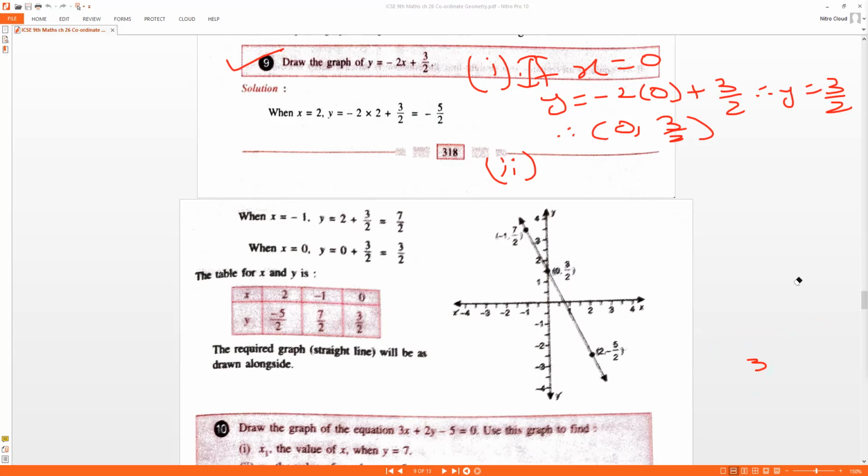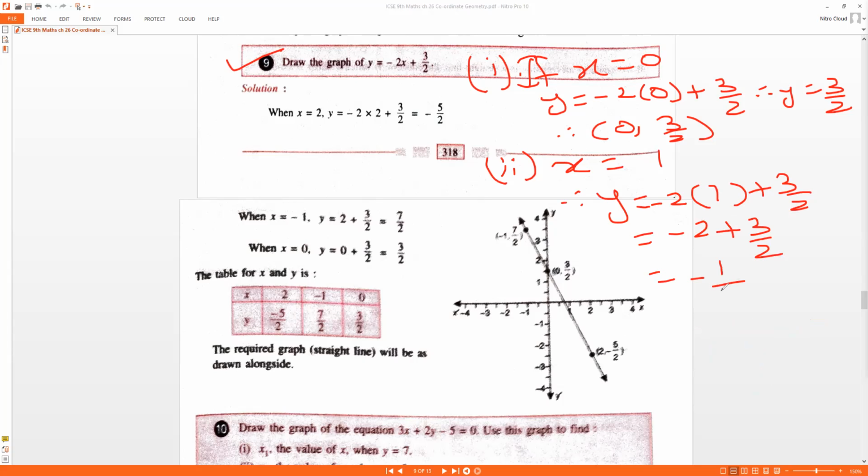So now let us take some other value of x. What should we take? Let's say x is equal to 1. Okay. What will be y? Minus 2 into 1 plus 3 upon 2. Right. That is minus 2 plus 3 upon 2. That is minus 1 upon 2. Okay. If you check, this is minus 1 upon 2. So the point is 1 comma minus half.